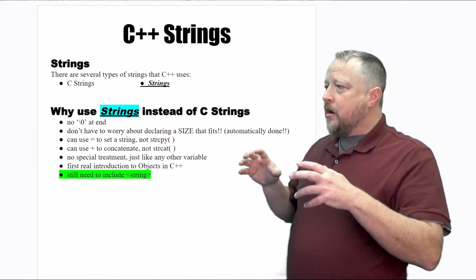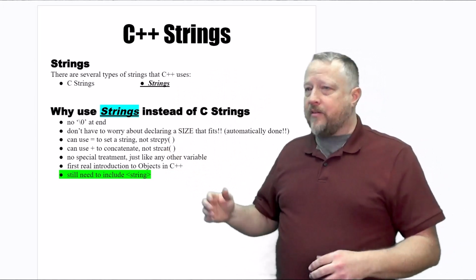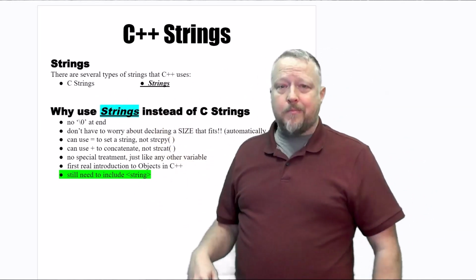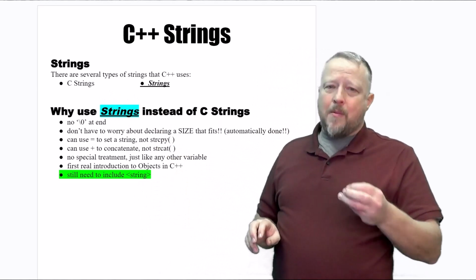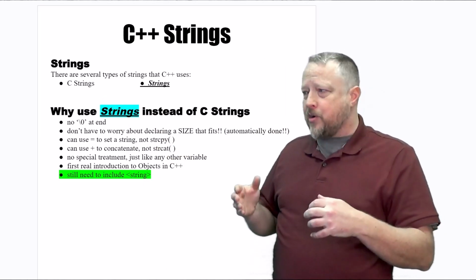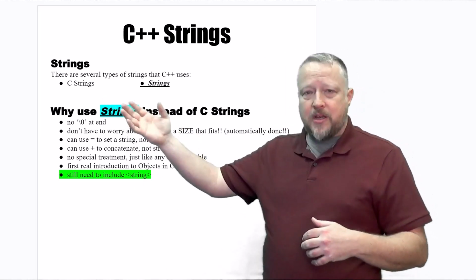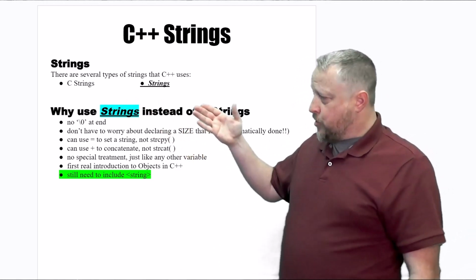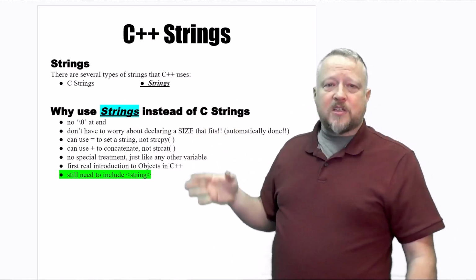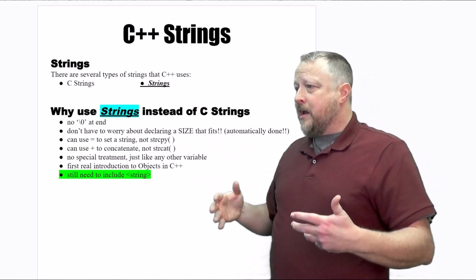So for those of you that are joining me and have not gone over C strings, you're not missing much, but it does come up once in a while that you're going to see it. So understand that there are going to be two different types of strings. You're going to predominantly worry about the C++ strings from here on out because, frankly, it's easy to work with.